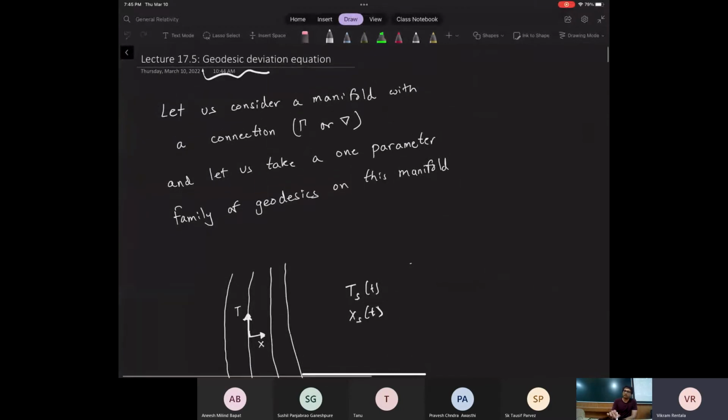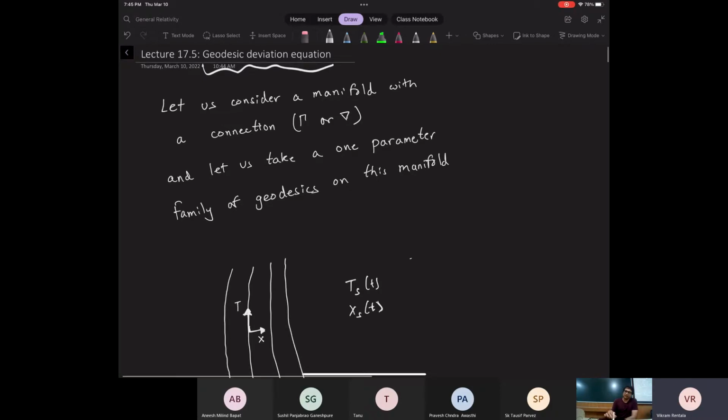It's something called the geodesic deviation equation, where we'll try to understand how close or far geodesics are from each other and how that changes as you go along the geodesic. So let's consider a manifold, and this manifold has a connection. In coordinates you can assign a gamma, or if I don't want to talk about a particular coordinate basis, I can think about this affine connection through the derivative operator, nabla.